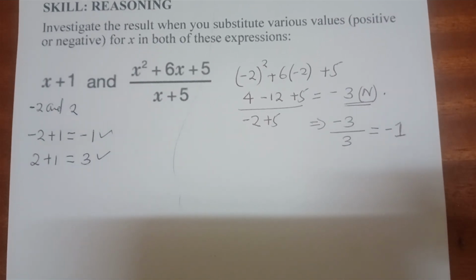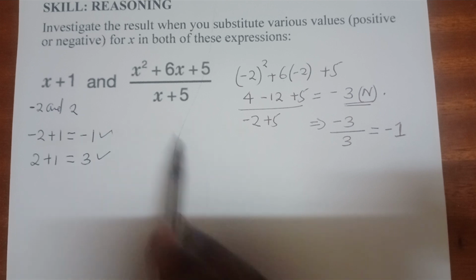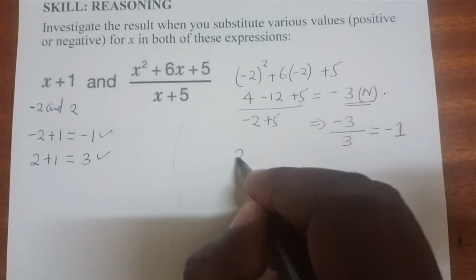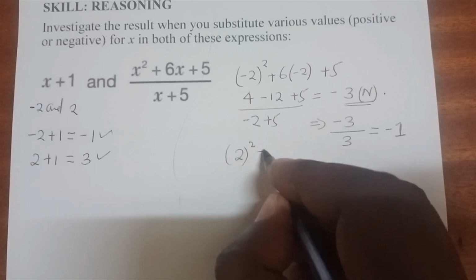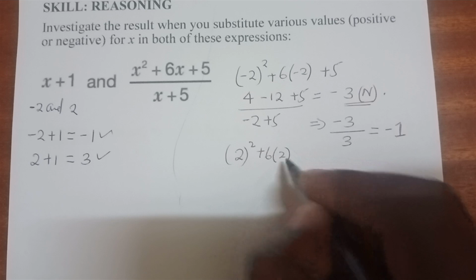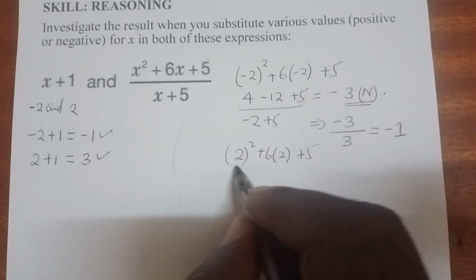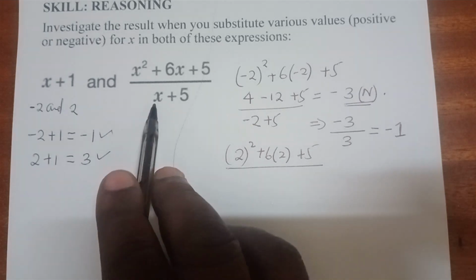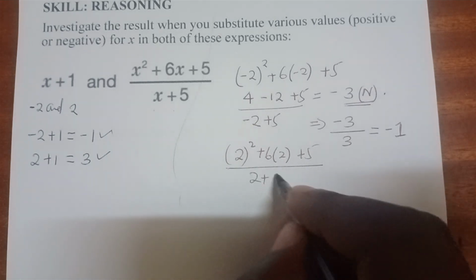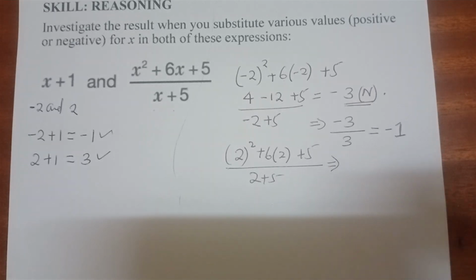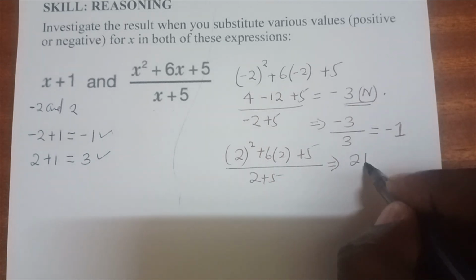Let us take our value of x as +2. Again, we substitute with +2 squared plus 6 times +2 plus 5, everything over 2 plus 5. A positive number squared is a positive, so this is 4 plus 12. 4 plus 12 is 16. 16 plus 5 is 21.